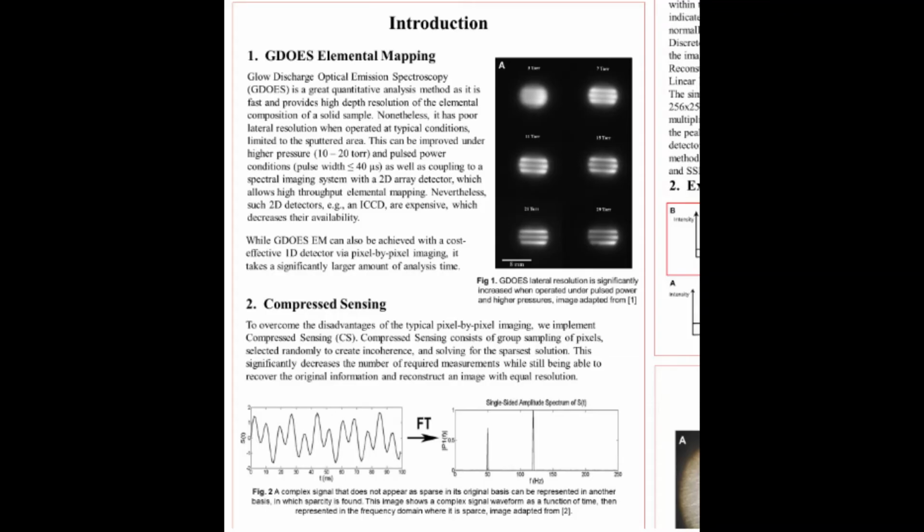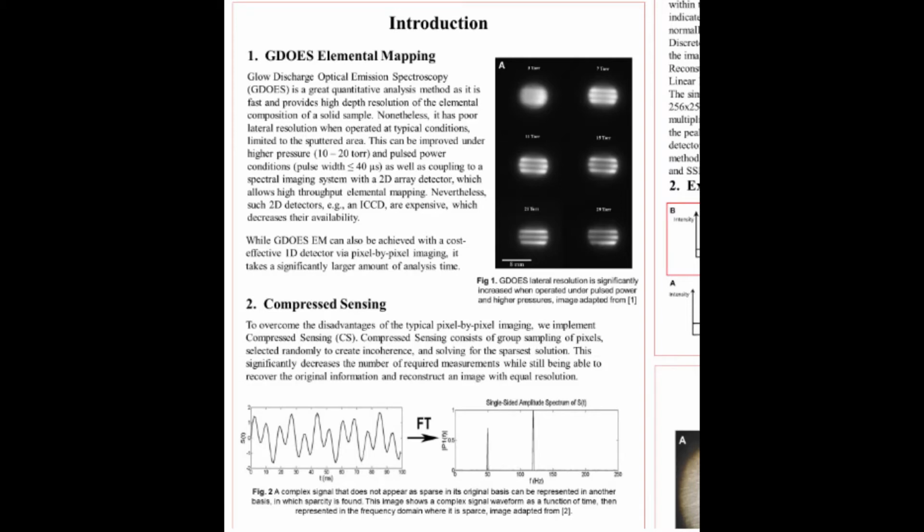GDOES is an analysis method in which we can determine the elemental composition of a solid sample. It provides great quantitative analysis as it is fast and has good depth resolution, but under normal conditions it lacks lateral resolution. However, as shown in Figure 1, we see that when operating at higher pressure and pulse power, this can be overcome. This is often demonstrated with a 2D array detector, allowing high throughput elemental mapping.